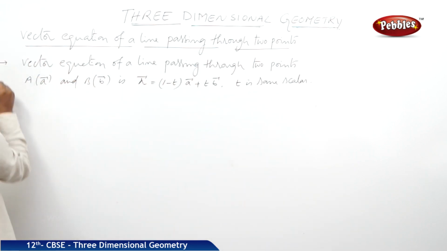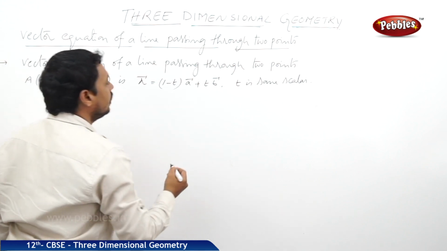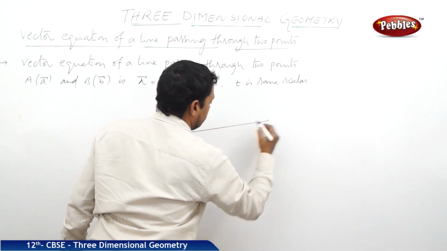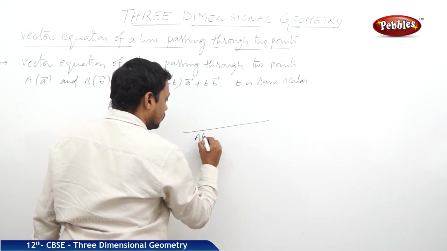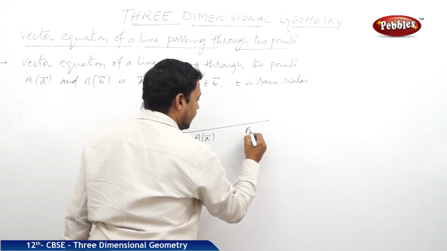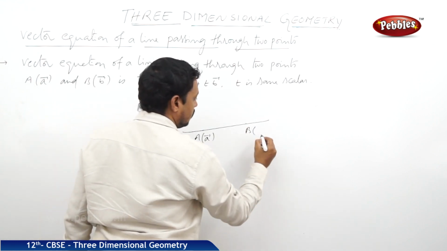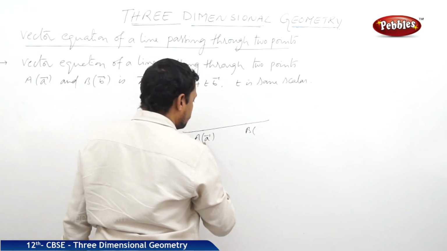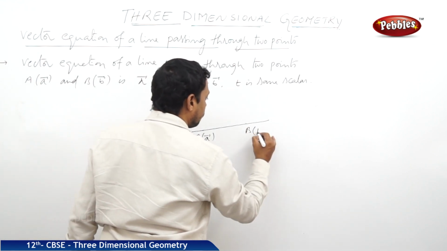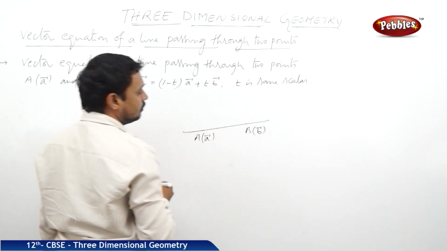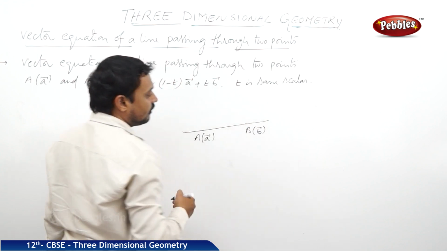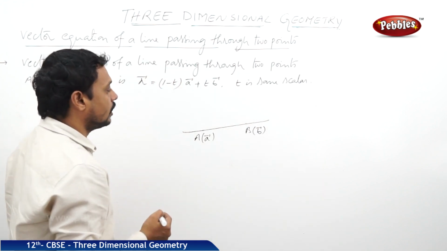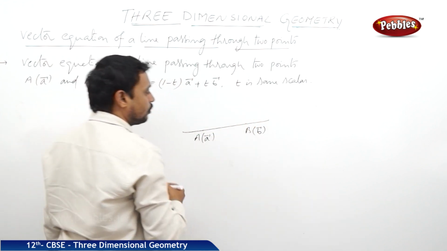Now, let us see. Here, a line L which passes through 2 points A and B, and the position vector of A is A bar, the position vector of B is B bar. Now, we are going to define the vector form or vector equation of the line passing through the 2 points.